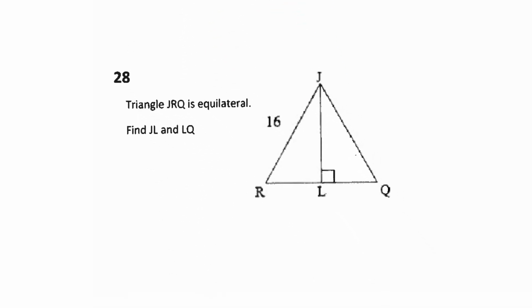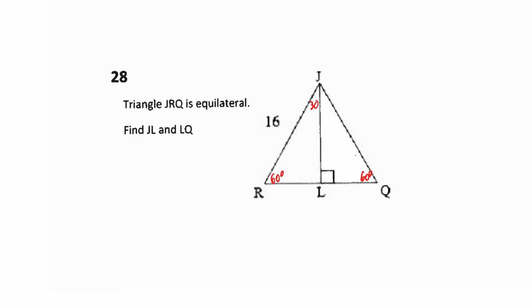Okay, then this last one, it's equilateral, so that means that this angle's 60, this angle's 60, this one is 60, split in half is 30. So we have a 30, 60, 90, so this is 16, this is going to be half of that, and then this is going to be 8 square roots of 3. Just applying our 30, 60, 90 rule.